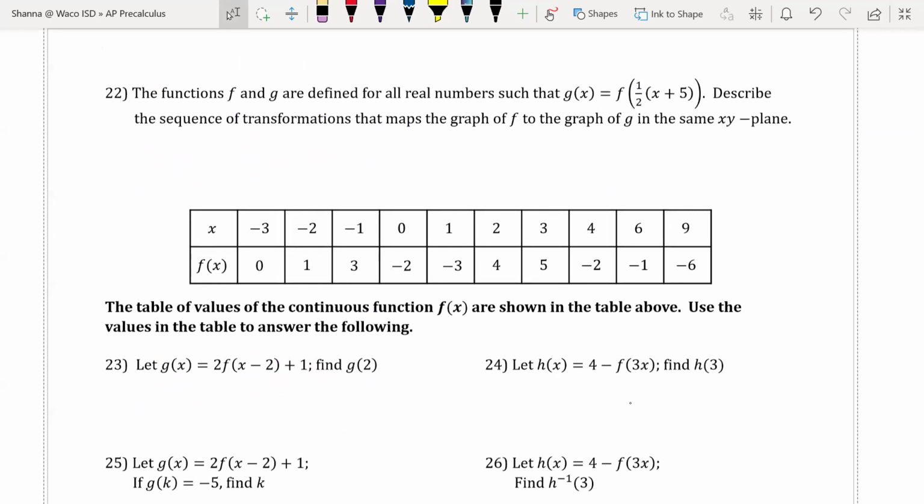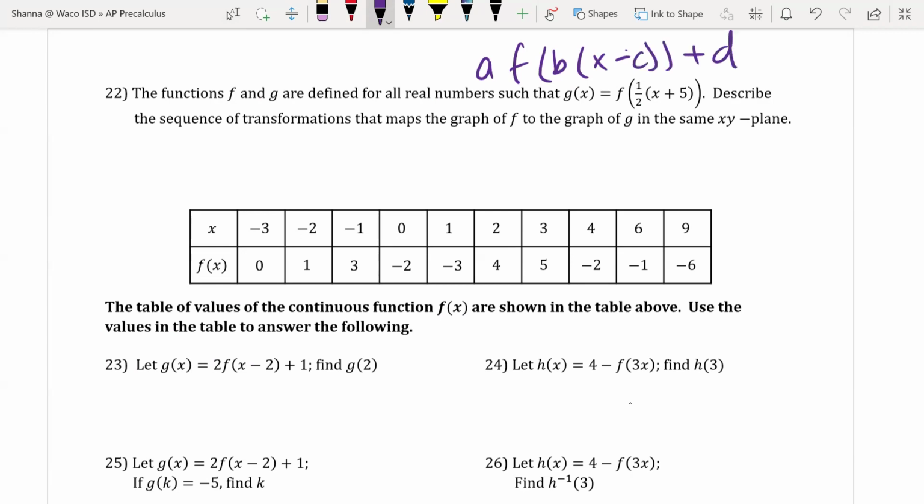So on here, we are doing function transformation. When you have function transformations written in function notation, that's going to be your whole thing. So you would have your A, F of your B, your X, minus your C, plus your D. And each one of these pieces plays a role, correct? Do you remember those?